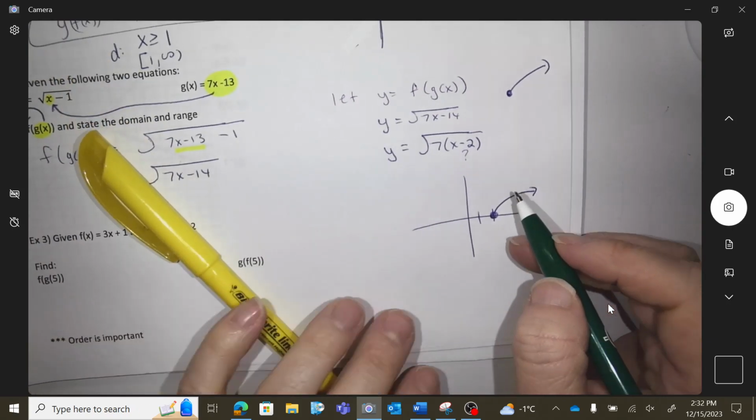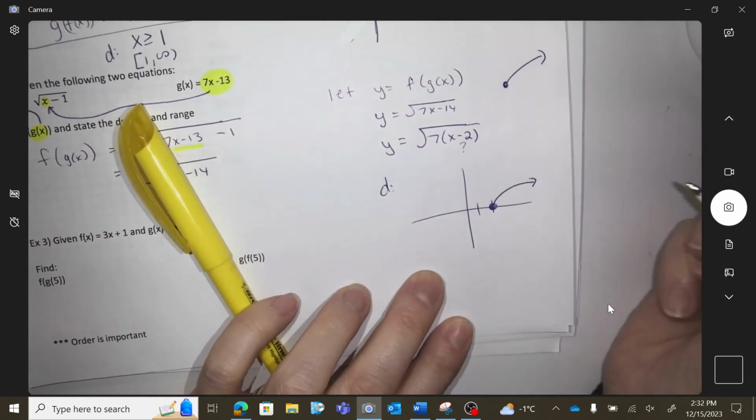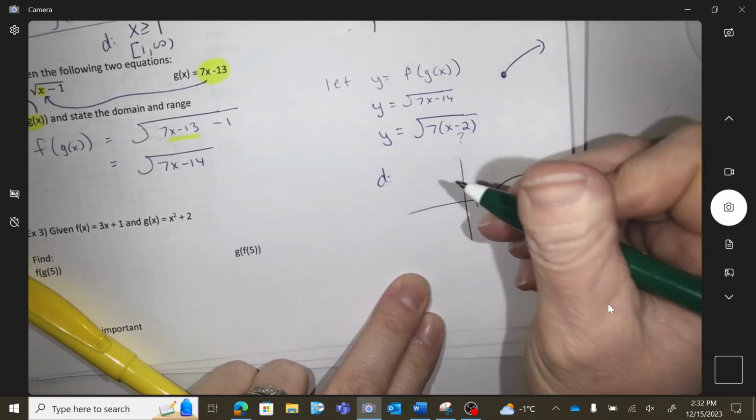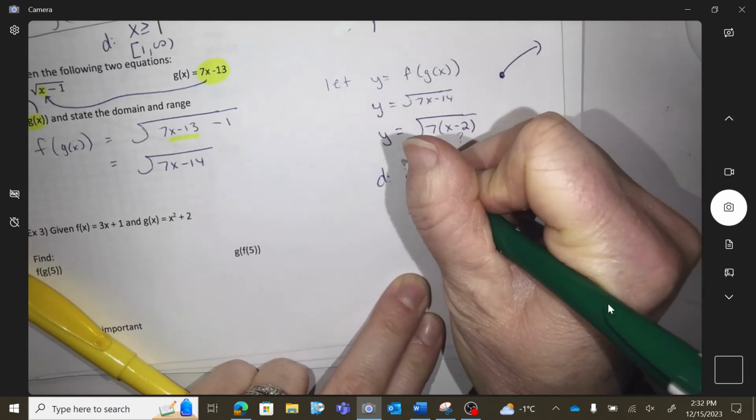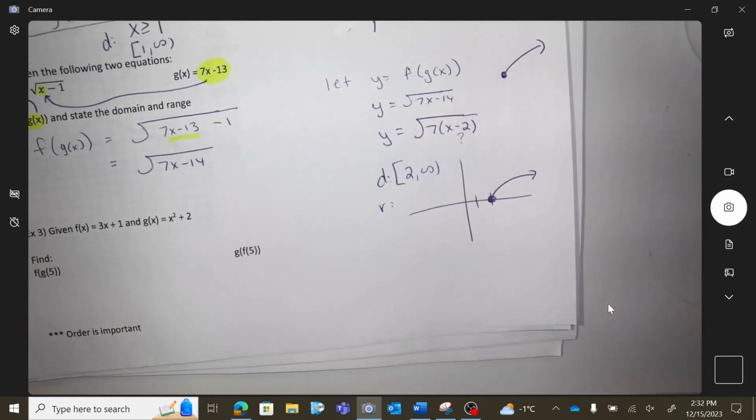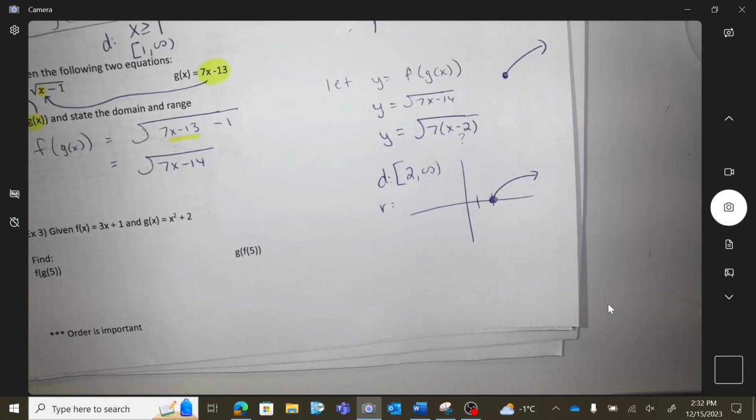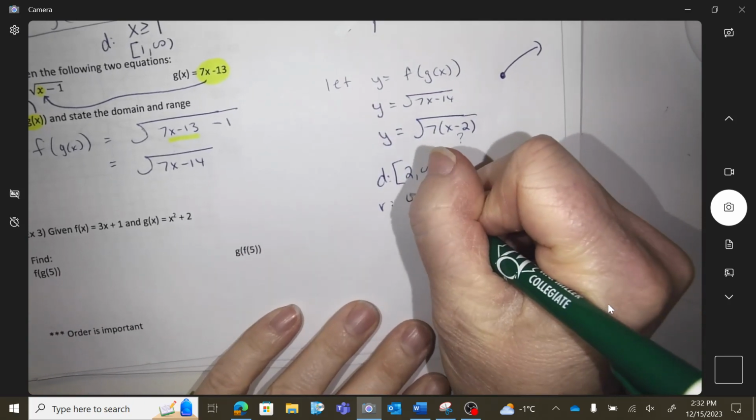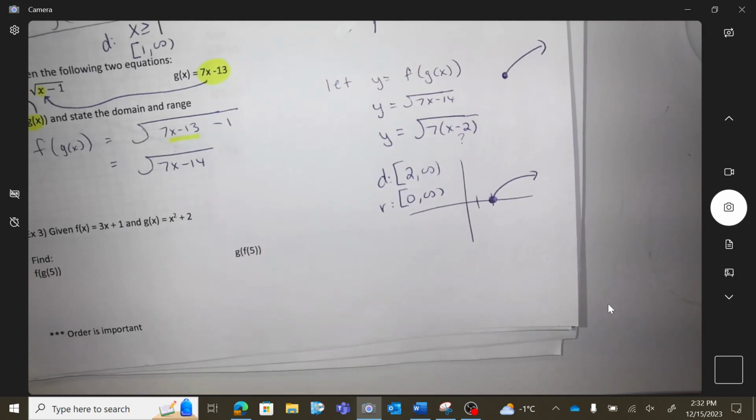So what is the domain? 2 to infinity. And what is the range? 0 to infinity. How's that stuff coming back? So like I said, this unit, the new understanding is simple, but then it ties into everything, which makes it complicated.